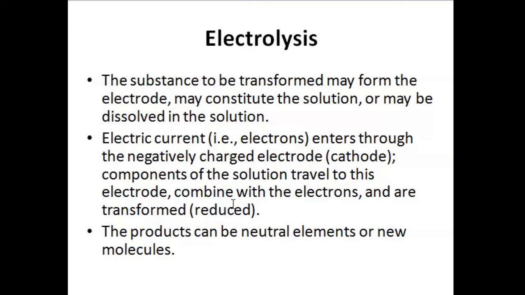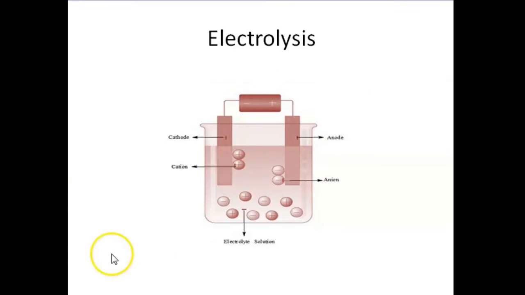It will combine with the electrons and it is being transformed, or we could say it is reduced. So the products formed in this process can be a neutral element or a new molecule. For example, if we consider this is the electrolytic cell or the apparatus, here we take one as the cathode and the other as an anode, and we have the electrolyte solution.